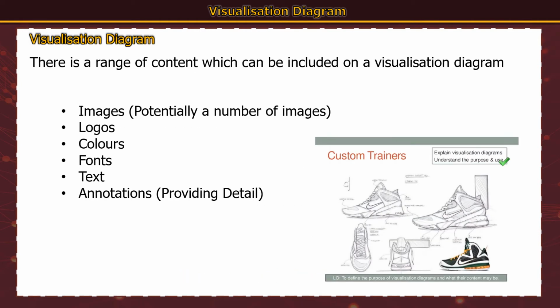Visualisation diagrams include images, logos, colours, fonts, text, and annotations. Annotations is an important one because often it's used to justify the size of something, the colour, or why something has been designed in a particular way.